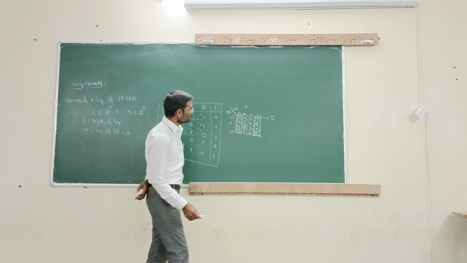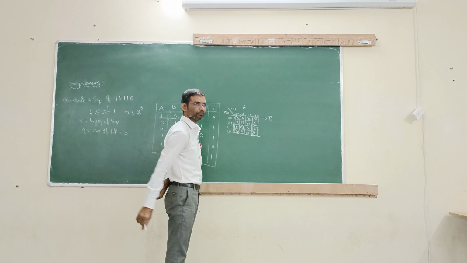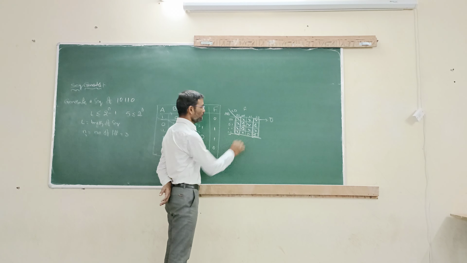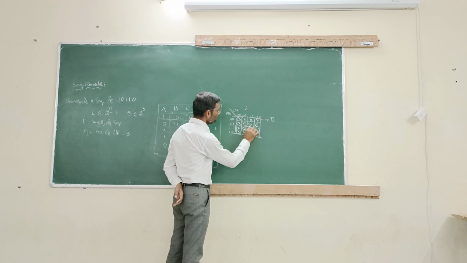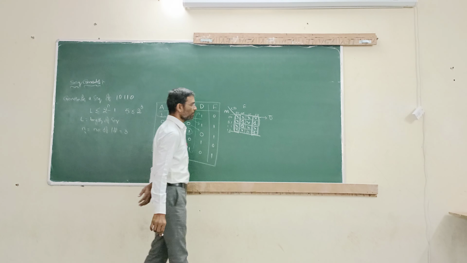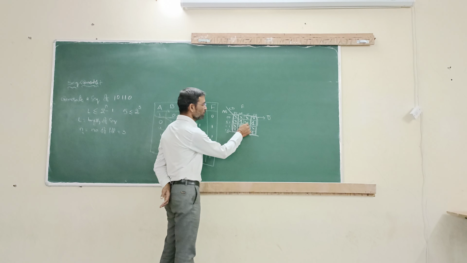Okay. And next we have to think about this minterm. See here, I am going to make these 8 cells one quad and one octet. This is one quad and this is the second quad.